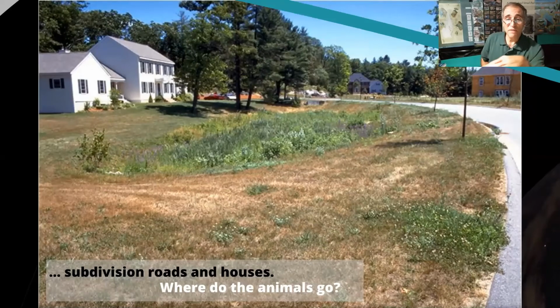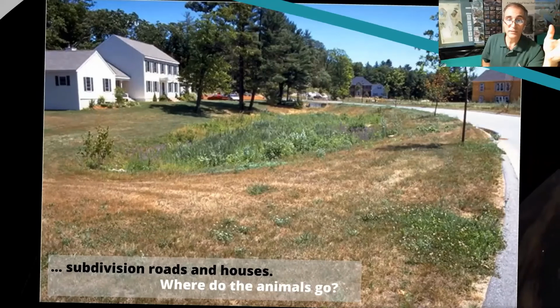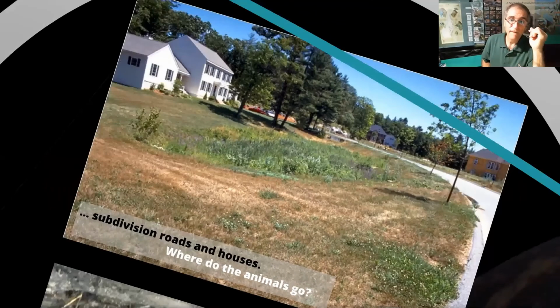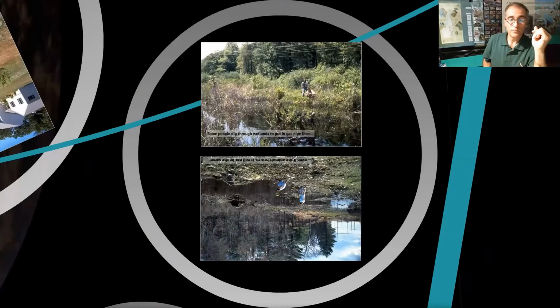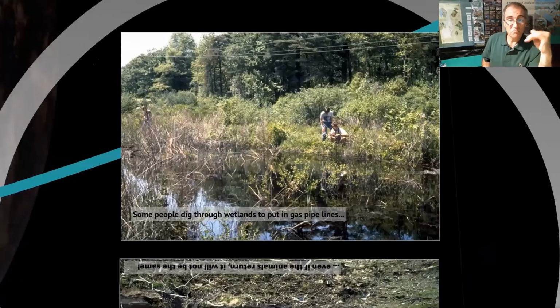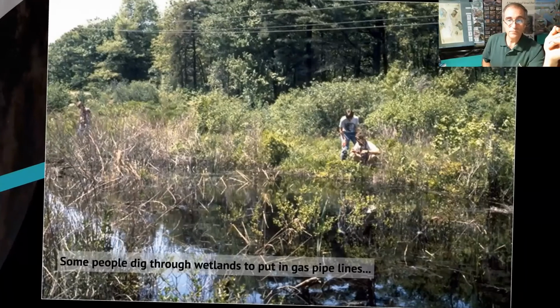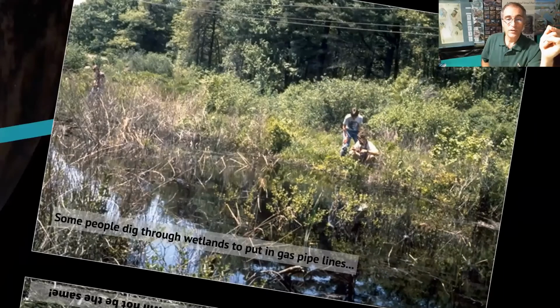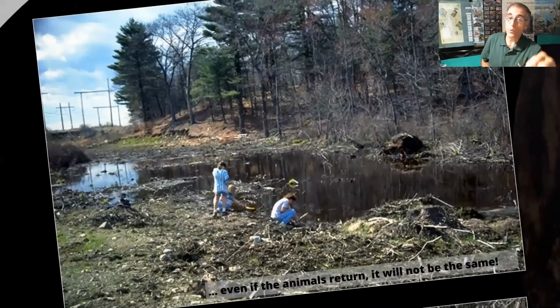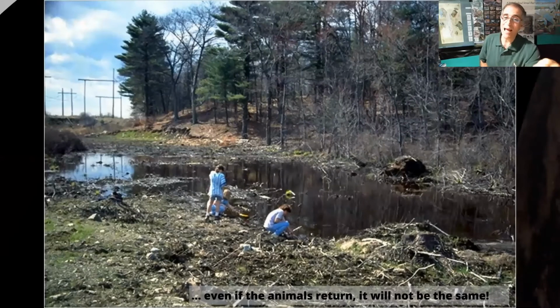For example, if you fill this in and put a parking lot over, the animals would come and try to mate on top of the parking lot. That has happened. When gas lines come in, these lines up top, this is what happens. So the animals get displaced temporarily, they come back, they won't have the same structure.